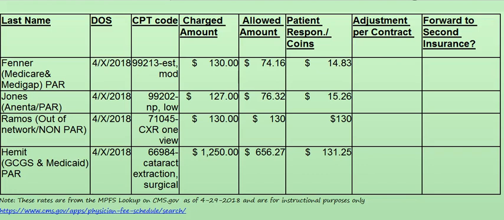The columns that you'll see are the last names of the patients, the dates of service, the CPT code, the charge amount, the allowed amount, the patient responsibility or coinsurance, the adjustment per contract, and then for the purposes of discussion, whether or not we forward this on to our second insurance. The first part of our discussion will be around calculating the adjustment per the contract.